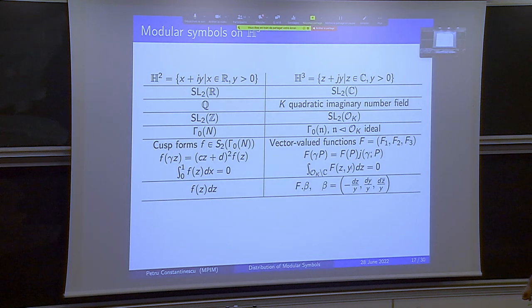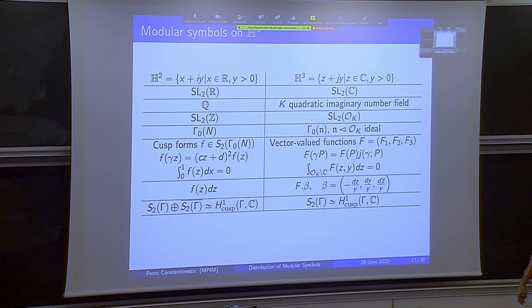And as we've seen before, f of z dz will give you a gamma invariant one form. Here, if we take beta to be a basis of one forms for H3, then this inner product will give us an invariant one form. We saw before that we have this Eichler-Shimura isomorphism, that the elements of the cuspidal cohomology are given by this. Actually, here it's a bit simpler. All of them are described in this form, so all of them are one forms given like this. Of course, this is because this is three-dimensional.